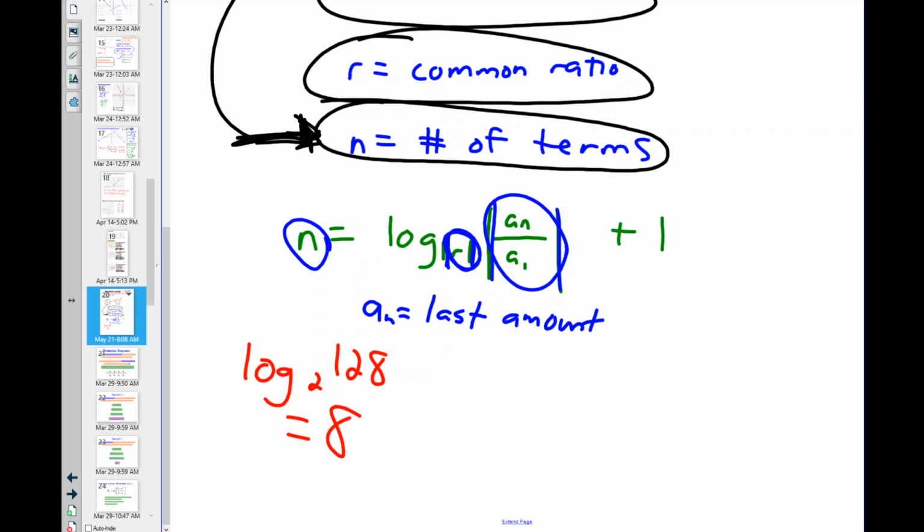8, because there were 8 numbers there. What's the most common way that we evaluate logs? What do we use most frequently to evaluate logs? Change of base. Change of base. Log 128 divided by log 2. Okay.